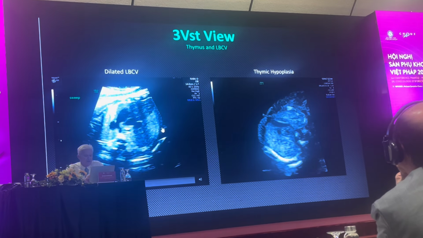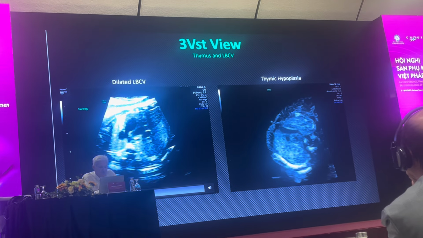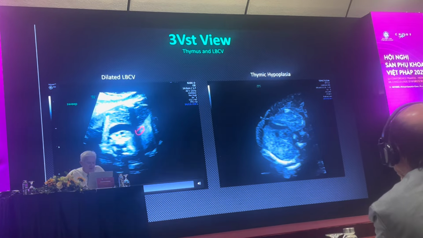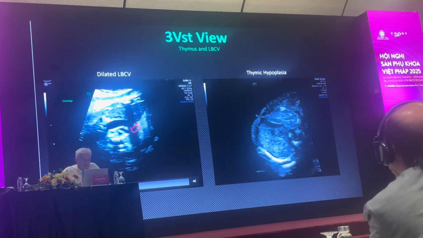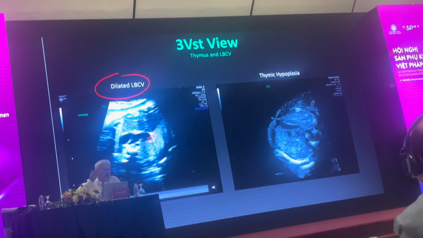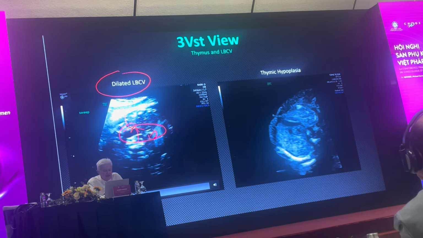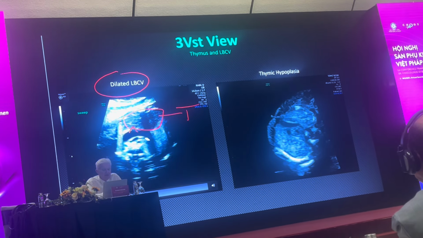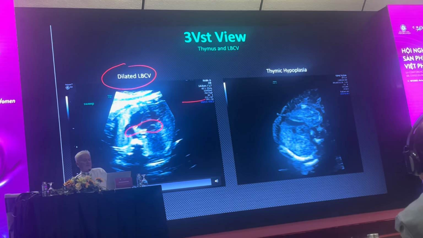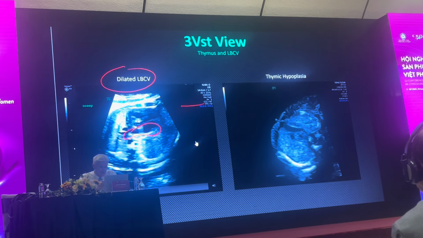Remember, when you look at the 3-vessel tracheal view, you see in this baby that you have 1, 2, 3, 4 vessels, and when you sweep up high, the vessel drains into the brachiocephalic vein. You go very high in the neck. This is the brachiocephalic vein. This is the thymus gland. The brachiocephalic vein is dilated. If you see a brachiocephalic vein that is dilated, you need to think of a vein of Galen aneurysm.